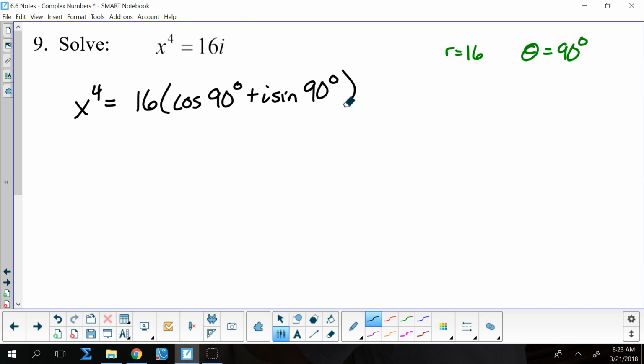Spot check, that should be your trig form of the original complex number. 16 is your R, because it's 0 squared plus 16 squared, and the square root of that is just 16. And because it's straight up 16 on the imaginary axis, our theta is 90 degrees. So then I take the 4th root.